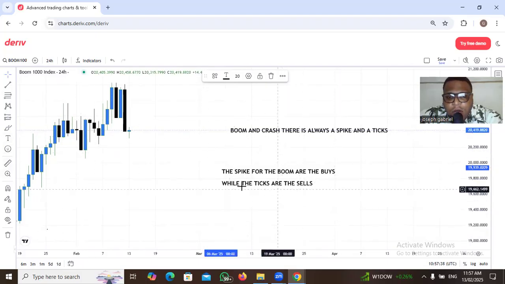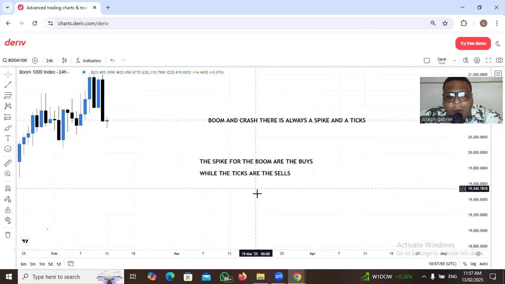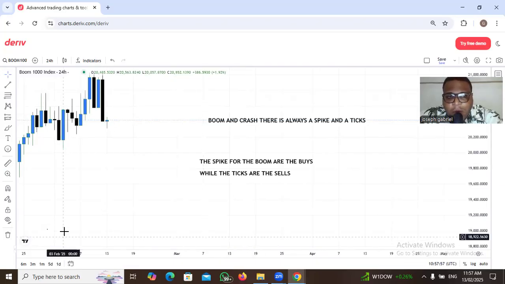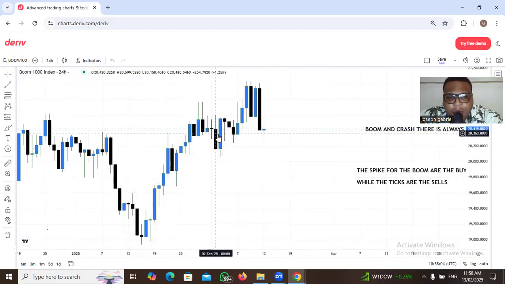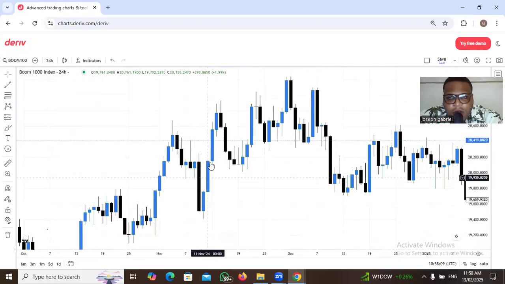So the spikes are identified as the buys on the boom, and the ticks are identified as the sell. Okay, so when you are buying on the boom, you are catching spikes. Now, if you look at this move here, these buys that are happening here are the spikes. All these buys you see here, they are the spikes. Can you see them now?